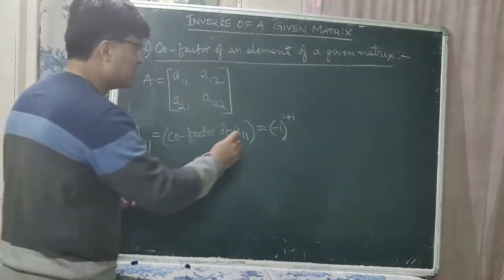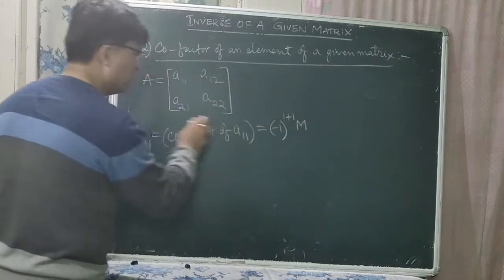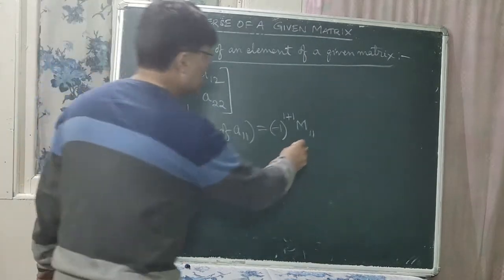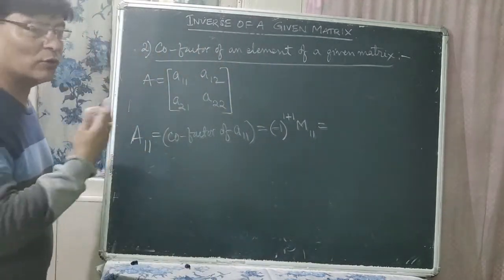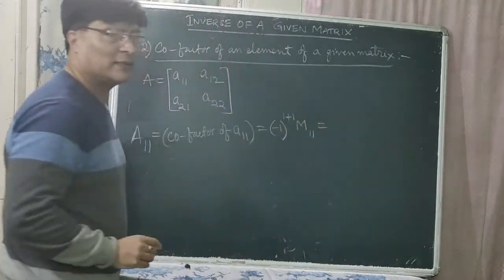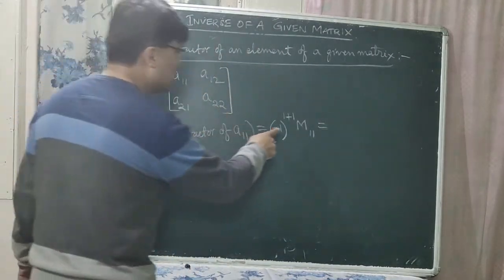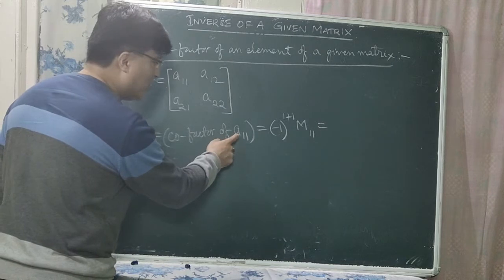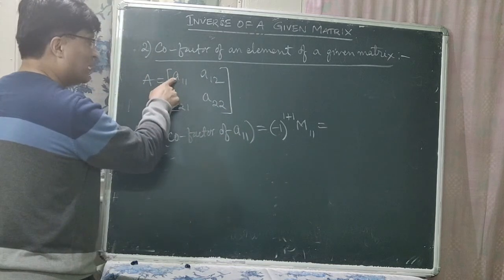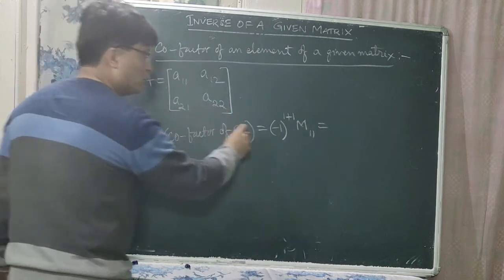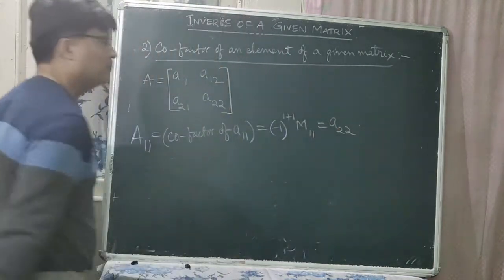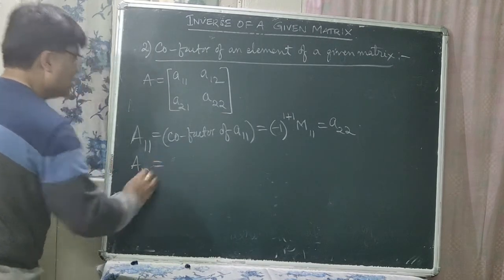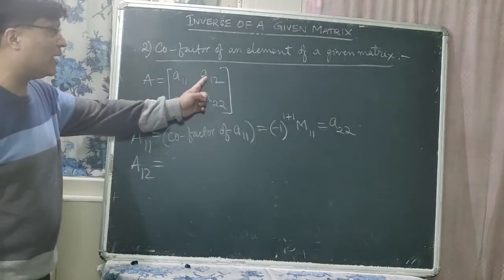Then you have to write down the minor of that element a11, which is given by capital M11. What is minus 1 to the power 2? It is always plus 1, so plus 1 usually we don't write. What is the minor of this element small a11? It is obtained by deleting the row and the column through that element a11. That means what do we get? A22. So it will be a22. Is that clear now?